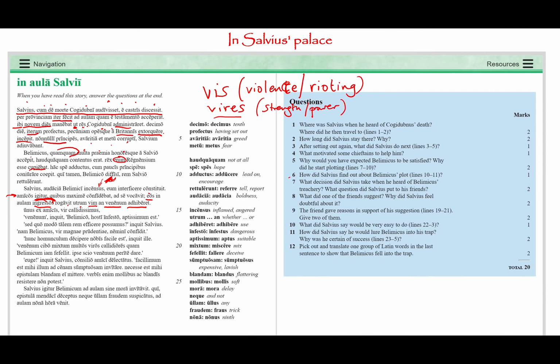This was a criminal offence in Rome. It was, say, violence, unlawful rioting. Vires, however, is a desirable quality, meaning strength or power. So just that slight duality between singular and plural.